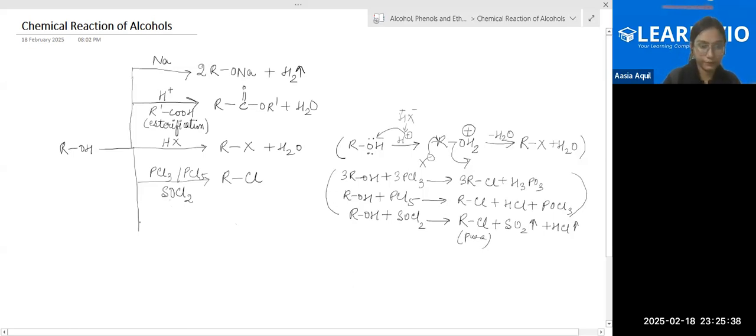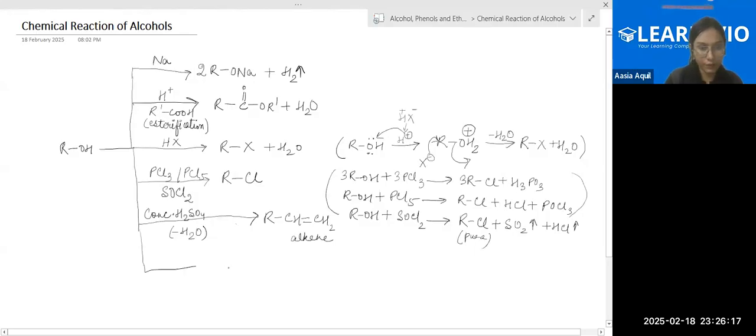The next reaction is when you add concentrated H2SO4. You know that concentrated H2SO4 is a dehydrating reagent, so it basically dehydrates. That is, dehydration will occur, the removal or loss of water, and you will get alkene.